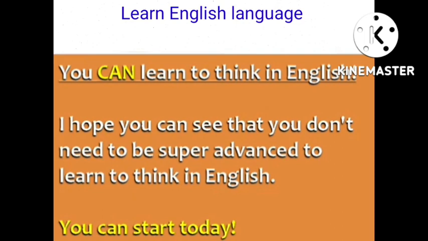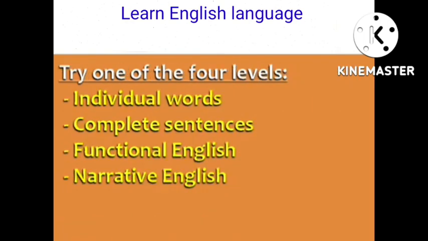I hope you can see that you don't need to be super advanced to learn to think in English. You can start today. Try one of the 4 levels this week: thinking in individual words, complete sentences, functional English, or narrative English.